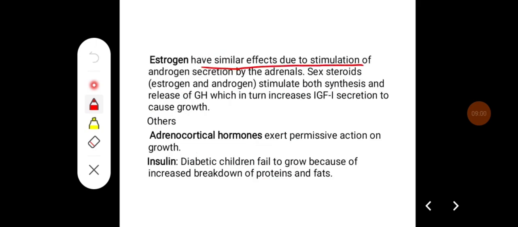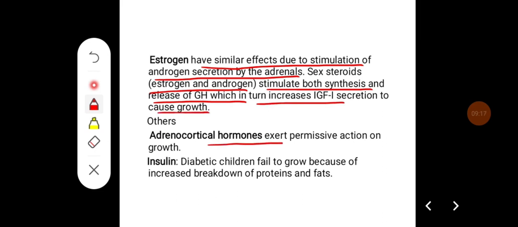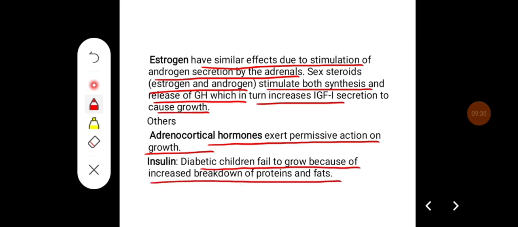Estrogen has a similar effect due to the stimulation of androgen secretion by the adrenals. Sex steroids, that is estrogen and androgen, stimulate both synthesis and release of growth hormone, which in turn increases insulin-like growth factor secretion to cause growth. Others like adrenocortical hormones exert a permissive action on growth, and insulin as an anabolic hormone also plays an important role in growth. Diabetic children fail to grow because of increased breakdown of proteins and fats.